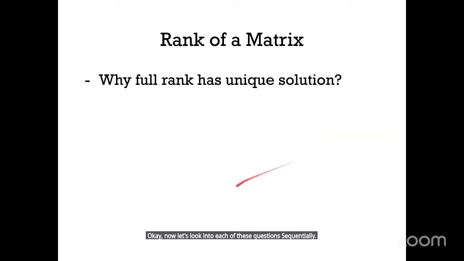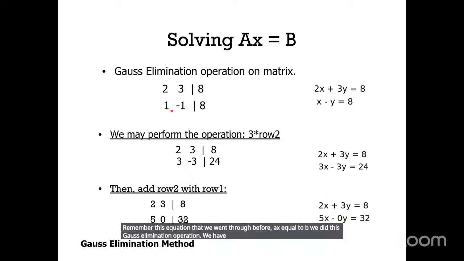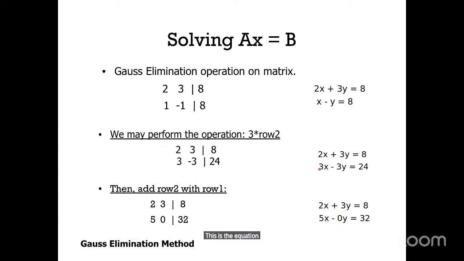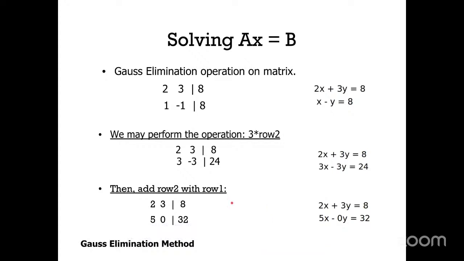So why does a full rank have a unique solution? Let's look into this equation first. Remember this equation that we went through before, Ax equal to B, where we did the Gauss elimination operation. We have 2, 3, 8 and 1, minus 1, 8. This is the equation and this is how we were performing the operations, right? Everyone remembers this part, right? Yes, sir.